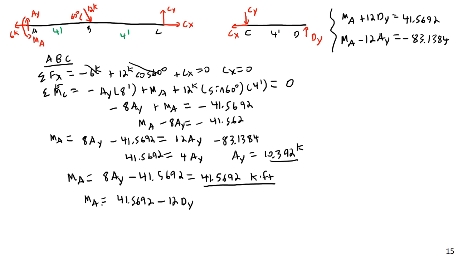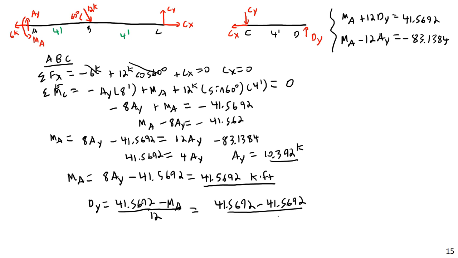Or actually, let me solve that one in terms of dy. If I solve this equation in terms of dy, I can say that dy is equal to 41.5692 minus MA, divided by 12. And this is where things get kind of silly. 41.5692 minus the actual value that we got from MA, 41.5692, divided by 12, and we just get dy is nothing. Dy is equal to 0. And that's dy. We got that.